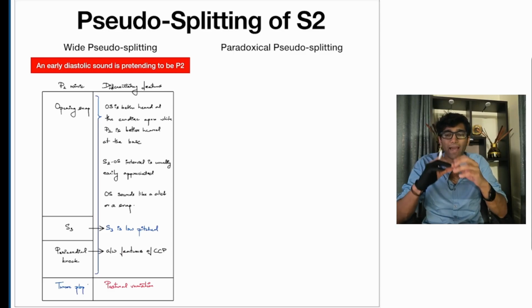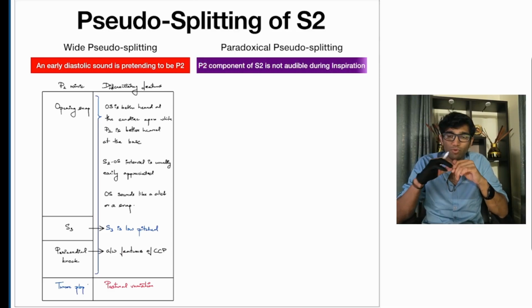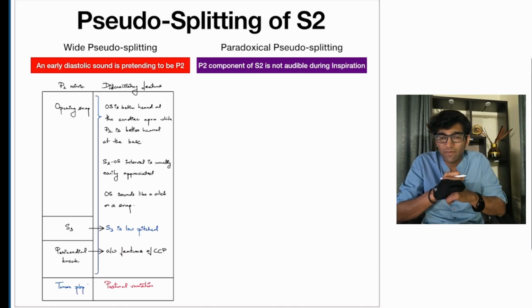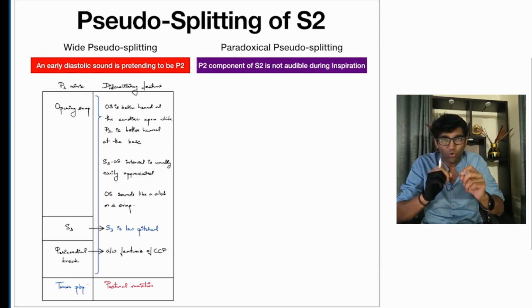Now, what is a paradoxical pseudosplit? You get a paradoxical pseudosplit when the P2 component is there, but it is not audible during inspiration. So during inspiration, normal splitting is occurring. A2 is occurring, then P2 is occurring, but for some reason, the P2 component during inspiration is not audible. Why does this happen?